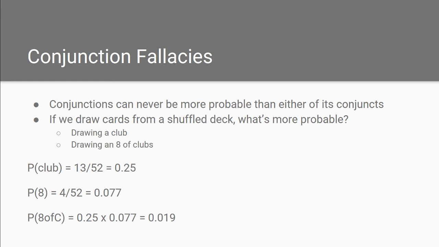Let's calculate those probabilities. The probability of drawing a club is 13 in 52, so that's 0.25. Drawing an 8: there are 4 eights in a standard deck, so that probability is 0.077. If we're going to draw an 8 of clubs, we multiply those two probabilities: the probability of the club, 0.25, times the probability of getting an 8, 0.077. So your chance is 0.019.